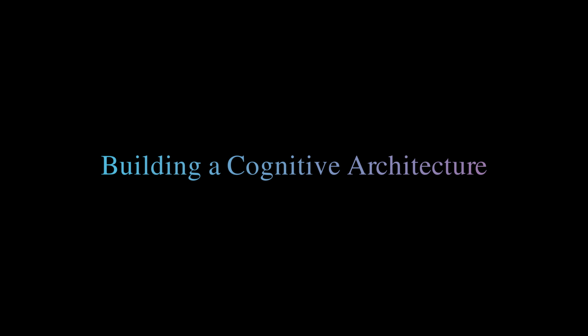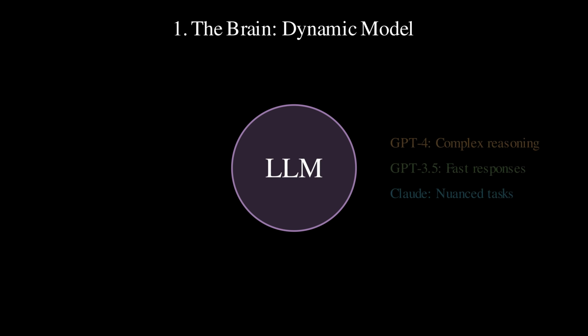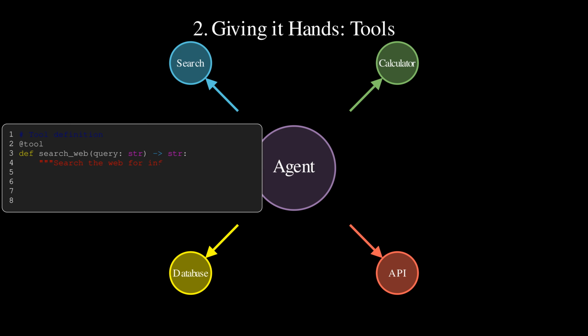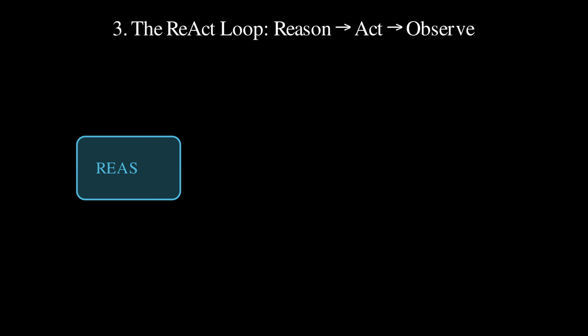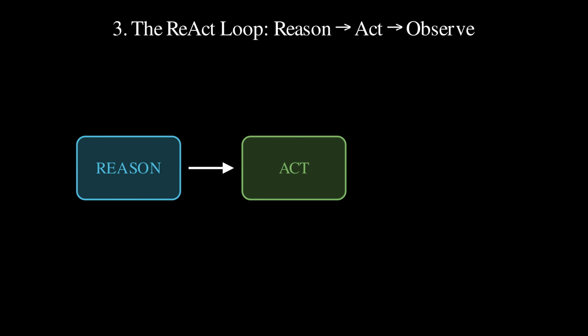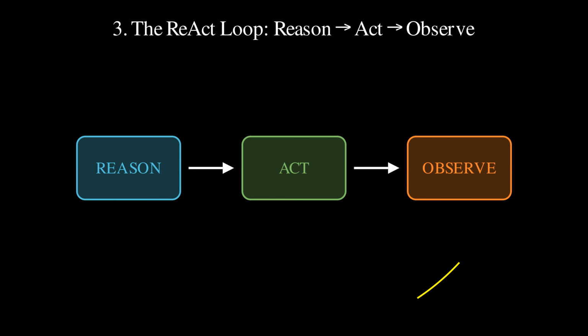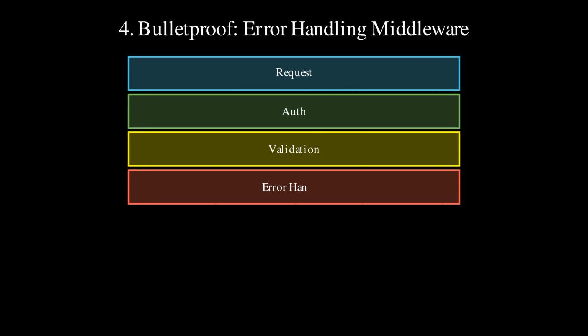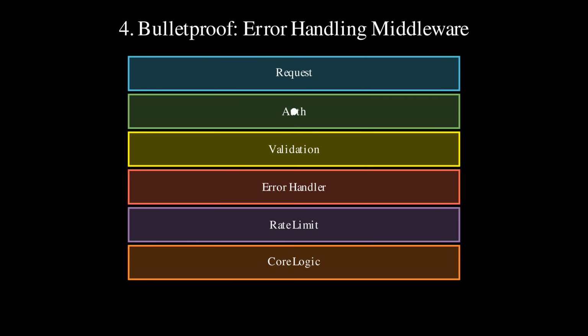Okay, let's zoom out. We have covered a massive amount of ground here. Let's try to synthesize what we've built. We built a complete cognitive architecture. We started with the brain, the model, and we talked about how to make it dynamic. We gave it hands with tools. We walked through the dance steps of the ReAct loop. Reason, act, observe. And we made it bulletproof with error handling middleware, configured its memory with TypedDict, very important, and ensured we get clean data out the other side.